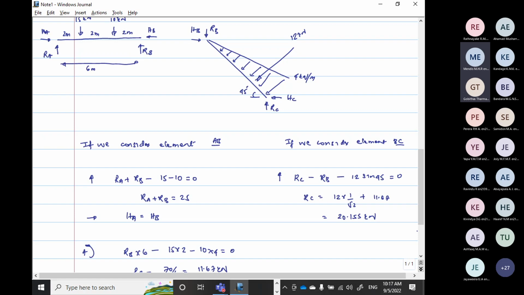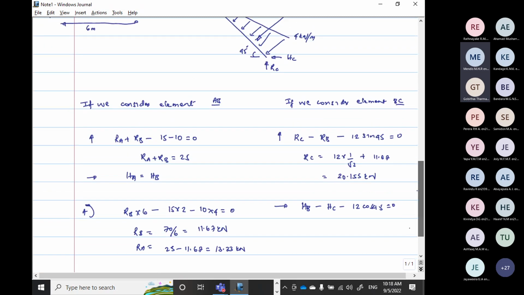And if you balance horizontally, HB minus HC minus 12 cos 45 is 0. So HB minus HC is again 12 into 1 over root 2. So that is 8.485.